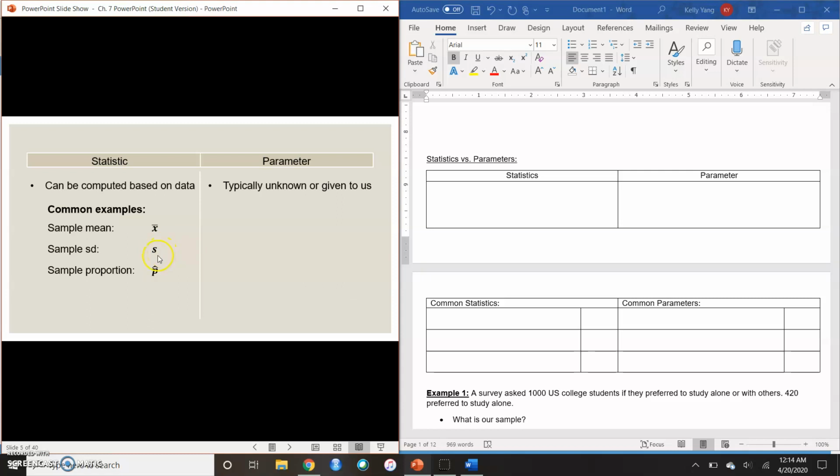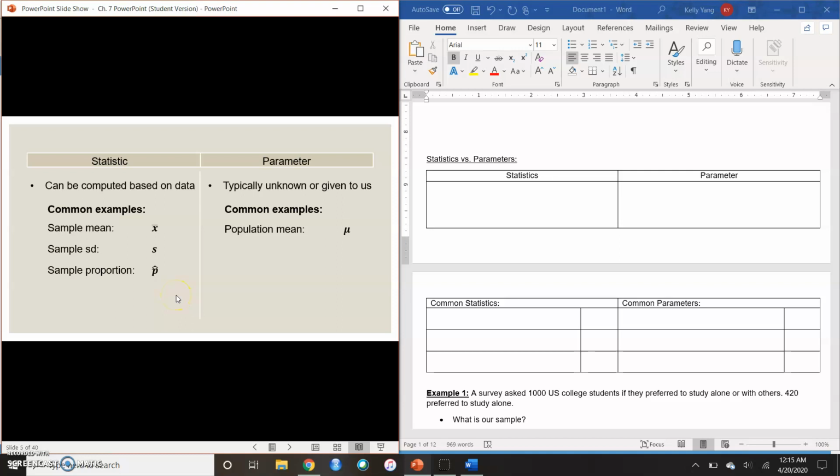And now this new statistic is the sample proportion, which has this look right here, P with a little hat on top, so we call it P hat. This is the one that we'll be focusing on specifically for this chapter, the sample proportion. So now let's look at some common examples for parameter.